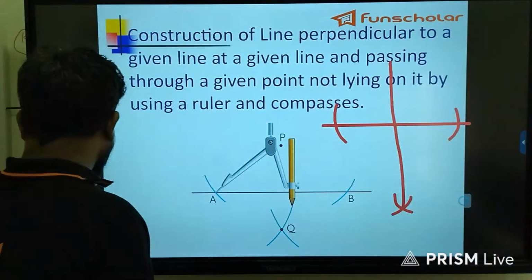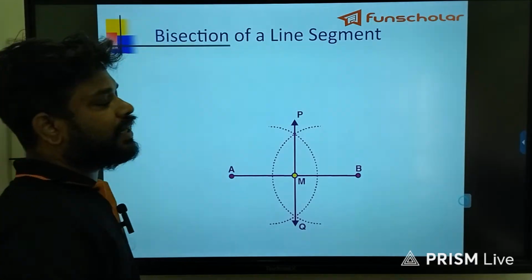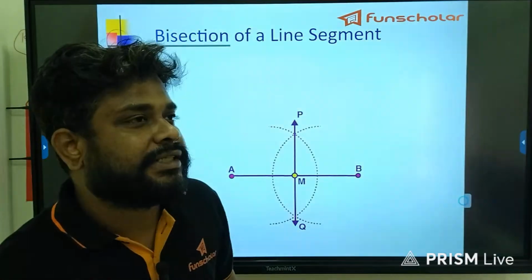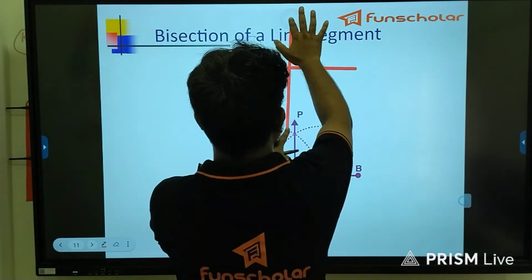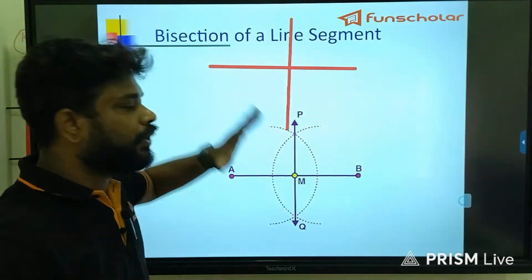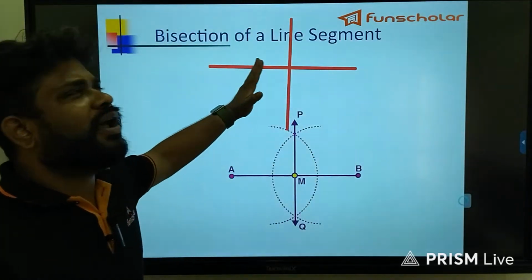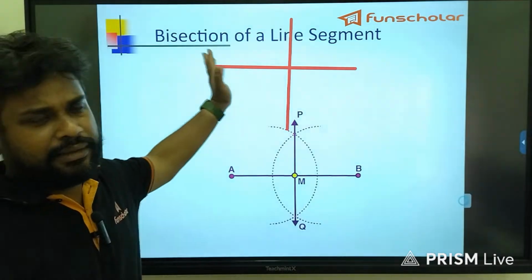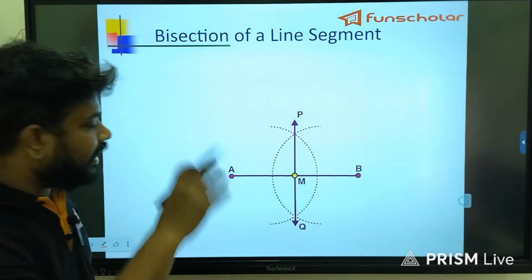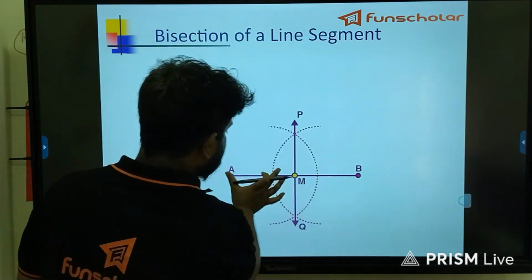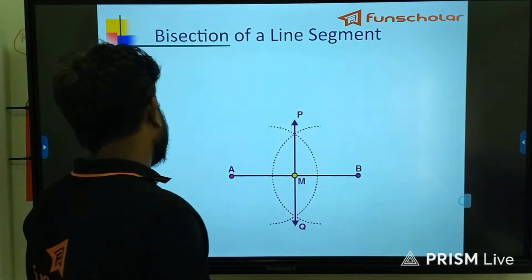Okay, the next one: bisection of a line segment. Look, what is bisection? Bisection is generally cutting down a line like this from the middle, by which we get an equal amount of line on this side and this side as well. Yes, the drawing maybe doesn't have equal length on both sides, but if you draw it properly, you will get equal lengths on this side and this side as well as the upper side and the lower side. To do this, what do we have to do?